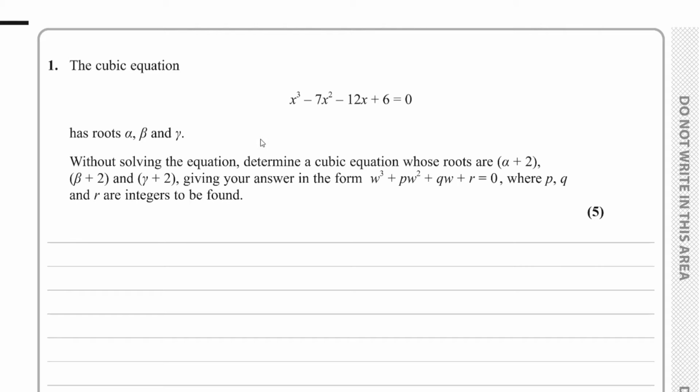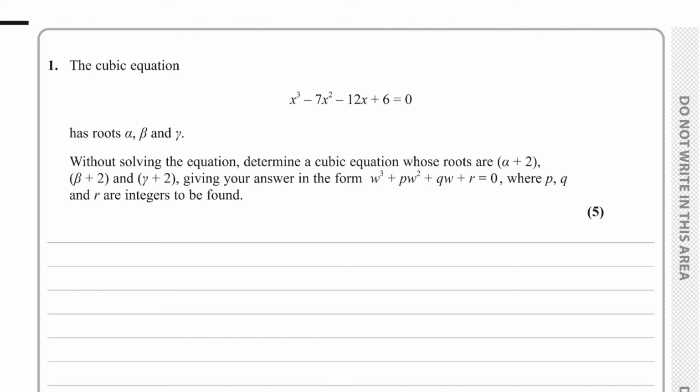Question number 1. The cubic equation x cubed subtract 7x squared subtract 12x plus 6 equals 0 has roots alpha, beta and gamma. Without solving the equation, we have to determine a cubic equation whose roots are alpha plus 2, beta plus 2 and gamma plus 2, giving an answer in the form w cubed plus pw squared plus qw plus r equals 0, where p, q and r are integers to be found.